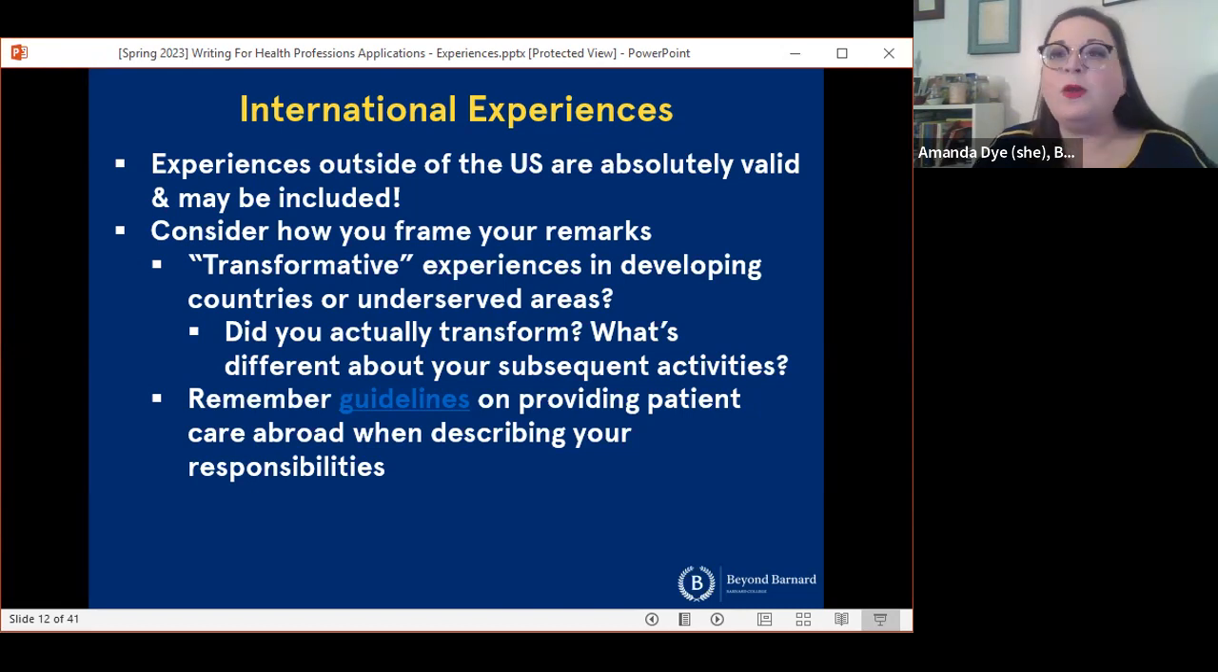So you don't want it to be like a bland "transformative." You want to be really clear about how an experience changed you, if that's something you want to say.